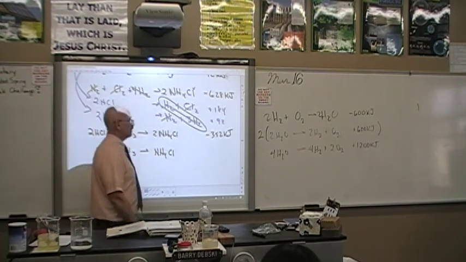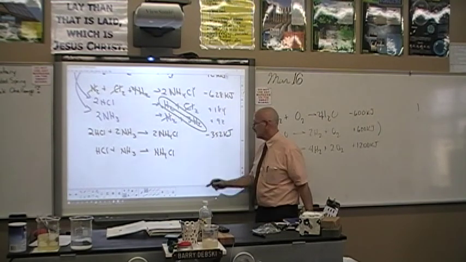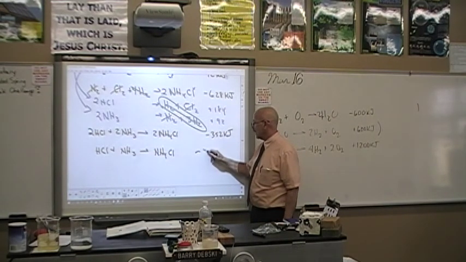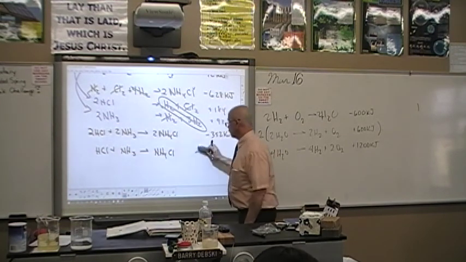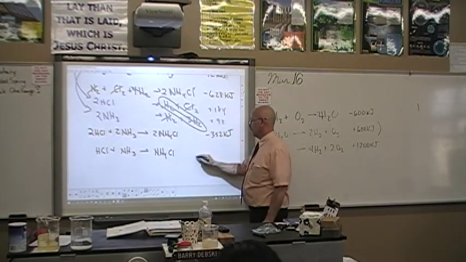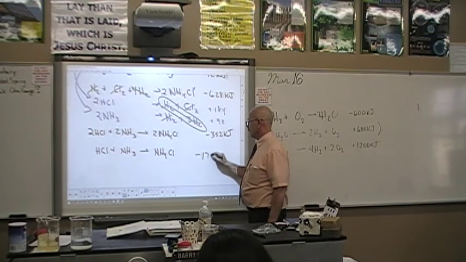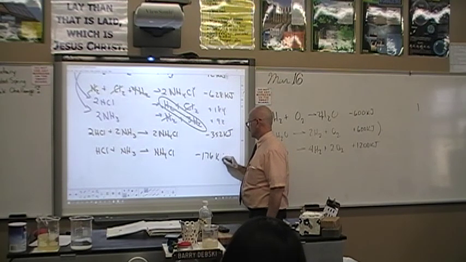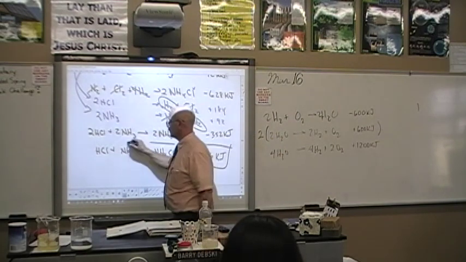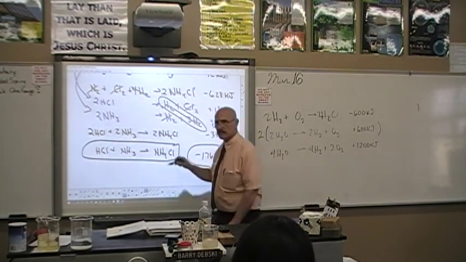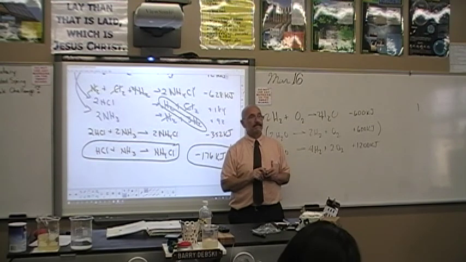And what do we do with that number? Divide by 2. So half of 352 is 176, with the negative sign, because dividing by 2 doesn't change the sign. It's negative 352 divided by 2: negative 176 kilojoules. That's my final answer. That goes with this reaction right here. Capiche?